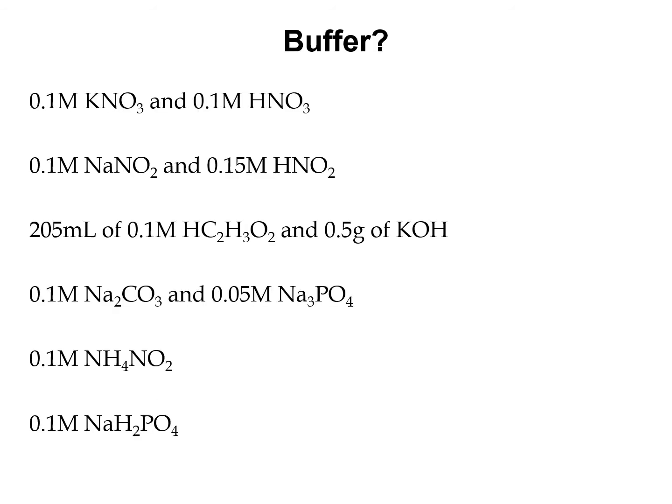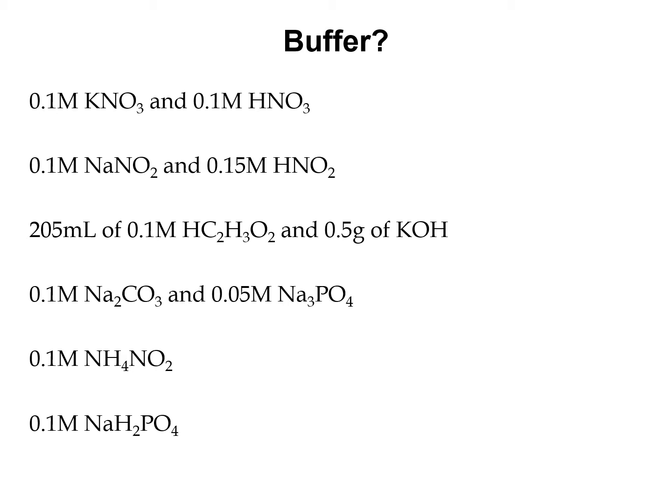So here's a couple examples of things that we're going to look at to see if they can be buffers. Remember, you have to evaluate and see if there is a substance that can absorb the hydrogen from an acid and then the hydroxide from a base. So looking at our first example, we have 0.1 molar potassium nitrate and 0.1 molar nitric acid.